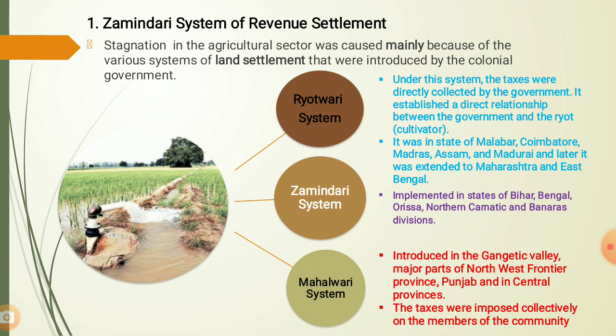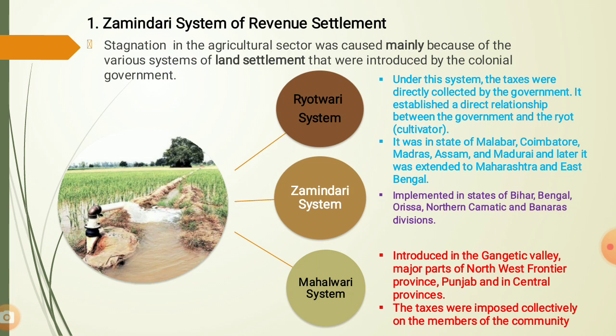There were three kinds of land revenue settlement systems prevalent. The first was the Ryotwari system, the second was the Zamindari system, and the third was the Mahalwari system. The Ryotwari system was in Malabar, Coimbatore, Madras, Assam and Madurai, and later it was extended to Maharashtra and East Bengal. In this system, the taxes were directly collected by the government, establishing a direct relationship between the government and the ryot. The word ryot indicates the cultivator, so the government collected taxes from the cultivators itself.